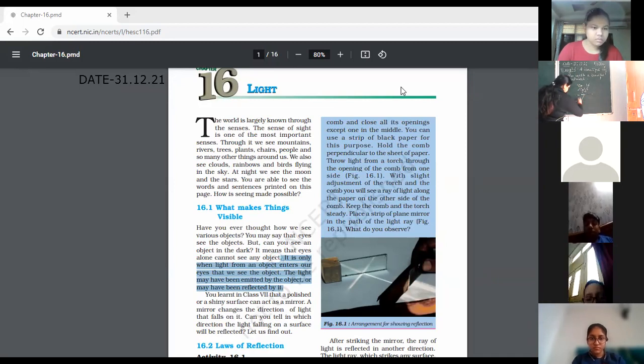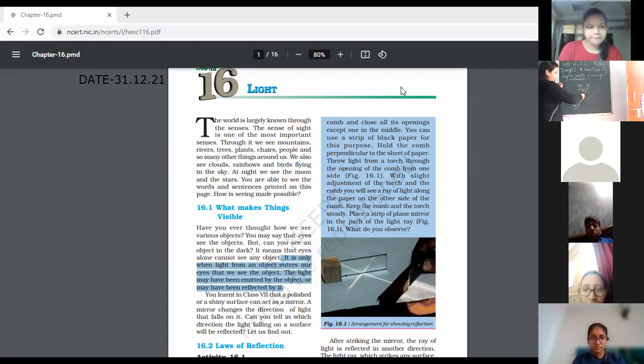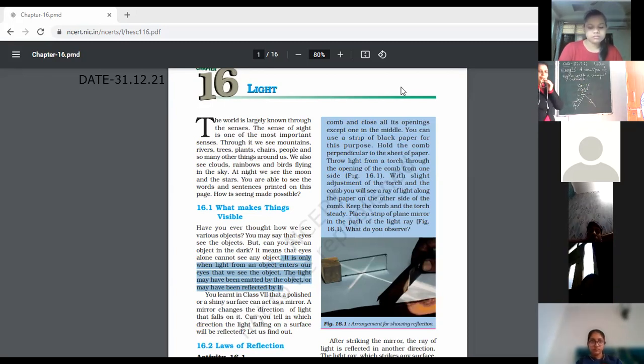Yes, an incident ray. It is an incident ray. The ray which is falling on a polished surface or any reflecting surface is known as an incident ray. Now what happens when the ray falls on this mirror? It gets reflected. Children, check. Yes, it gets reflected and that ray is known as a reflected ray. This is known as the reflected ray.